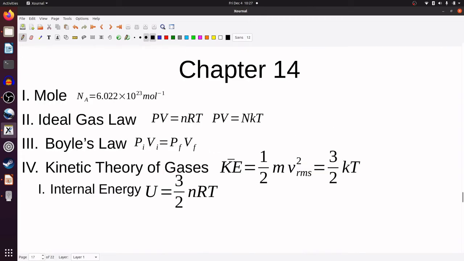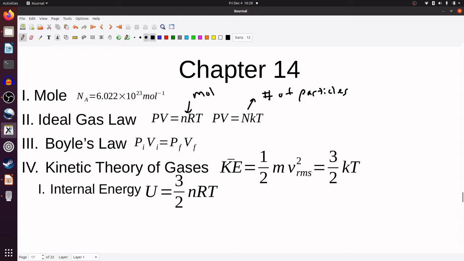So those are little things I wrote down that you might want to remember. Chapter 14 is also a little bit of review of chemistry, when we dealt with the ideal gas law, kinetic theory of gases, and internal energy. Things to remember: PV = nRT and PV = NkT, so you don't really see that in chemistry. This capital N is your number of particles, whereas this lowercase n is your moles. That's the big difference between the two.